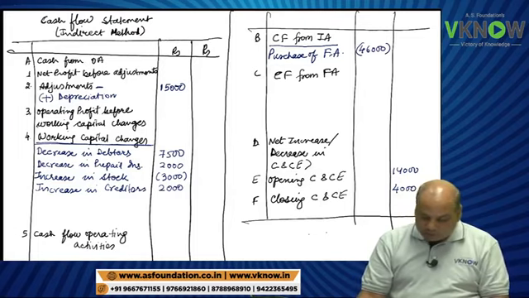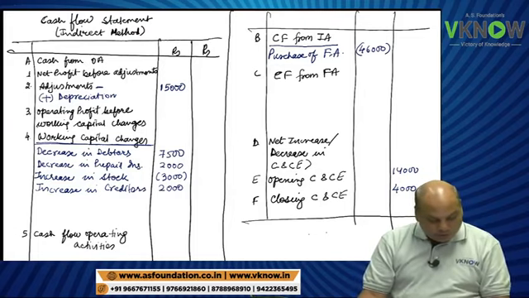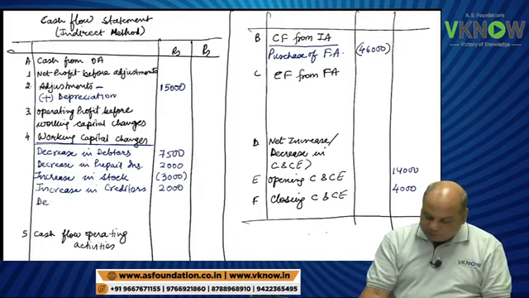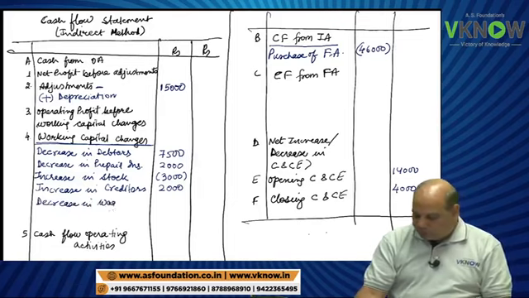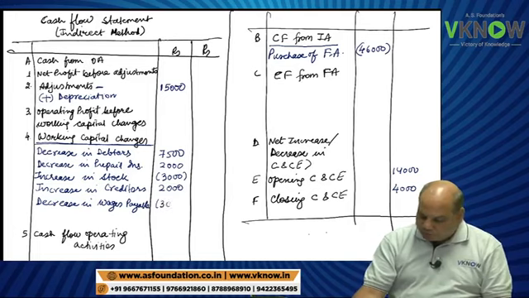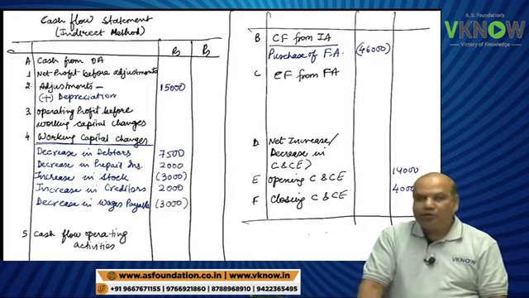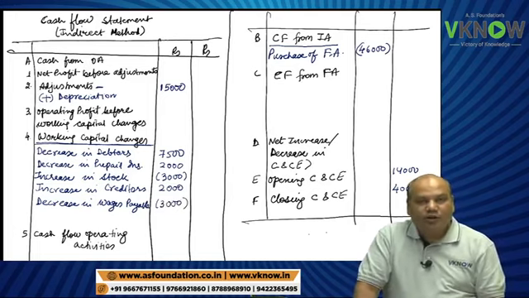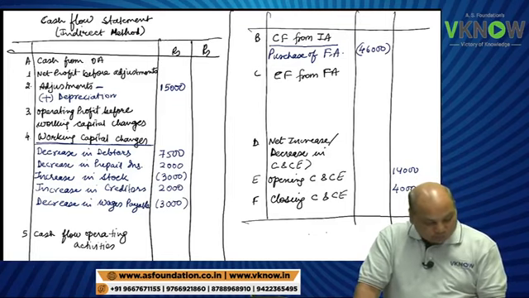In the same way, same place, decrease in wages payable. 7 minus 4, 3,000. Decrease in current liability, decrease in cash flow.